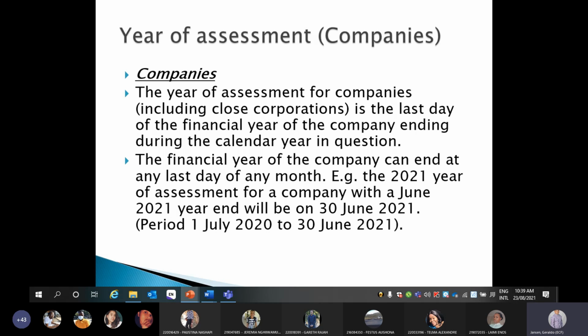Then for companies, the year of assessment, and year of assessment is the name that we use for tax purposes for year end, okay? So year of assessment for companies is the same as the financial year end of the company. And guys, I think the reason for that is just for simplicity, so that when you prepare the financial statements, you also know what taxes need to be paid. I think that is the rationale why the year of assessment for a juristic person is also the financial year end for financial accounting purposes.